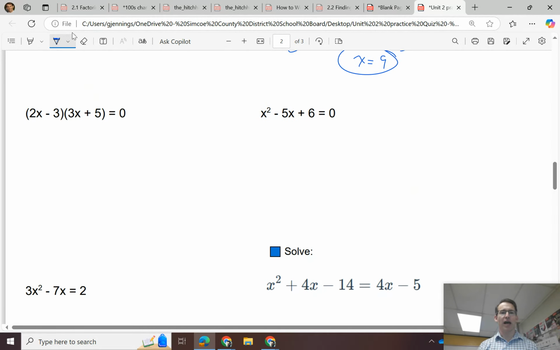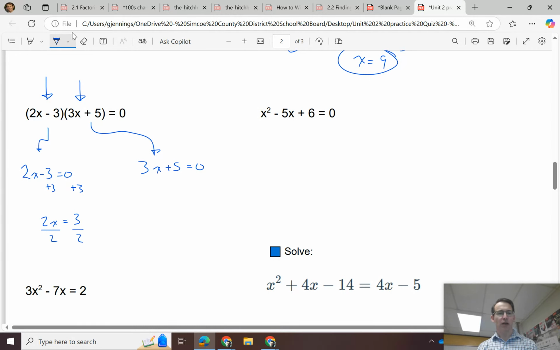Let's keep going. What if we had one of these funky trinomials factored like that? It's the same. You go 2x minus 3 equals 0, or 3x plus 5 equals 0. In this case, we add 3 to both sides, and we get 2x equals 3, and then we divide both sides by 2, and we get x is equal to 3 on 2, or 1.5. Both correct.